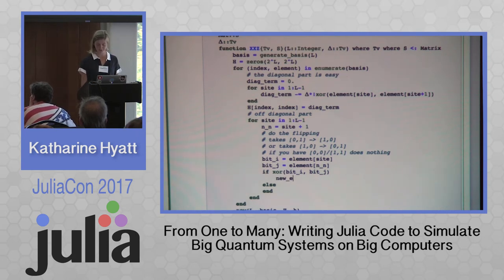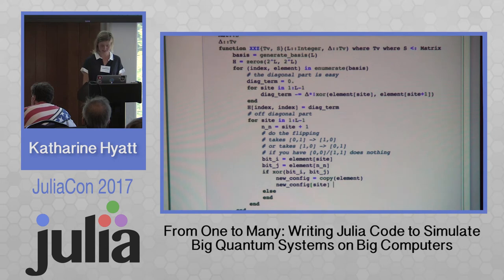So we'll say that the new configuration is a copy of our current one, just so we don't mess up our current guy. And then it's going to flip both spins, so we actually do need to flip both of them. So we say that the new configuration's spin on the site is going to get flipped, which we can do with vbar. So this operation right here just flips the configuration on this specific site. And then similarly for the nearest neighbor, the thing gets flipped.